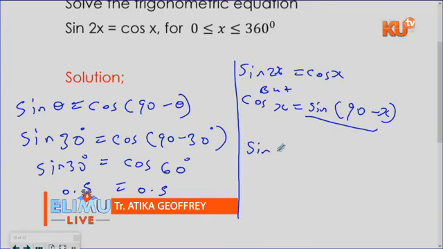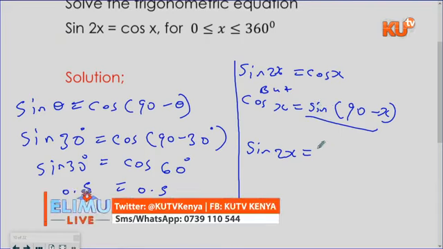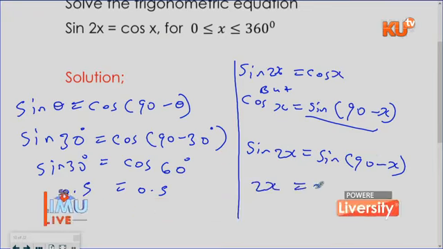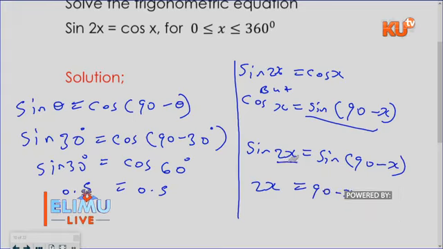So I'll have sine 2x is equal to sine of 90 minus x. That is the concept. So I can say 2x is equal to 90 minus x. I've just equated this angle to that particular angle.